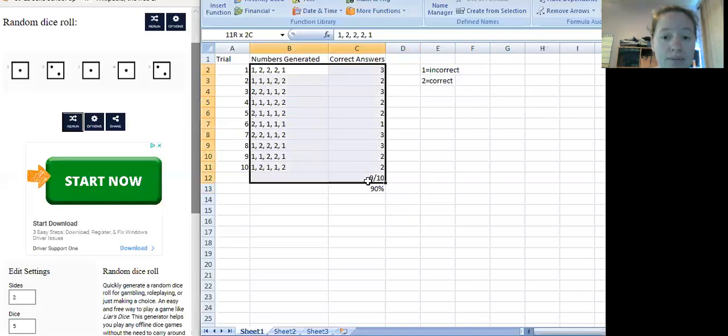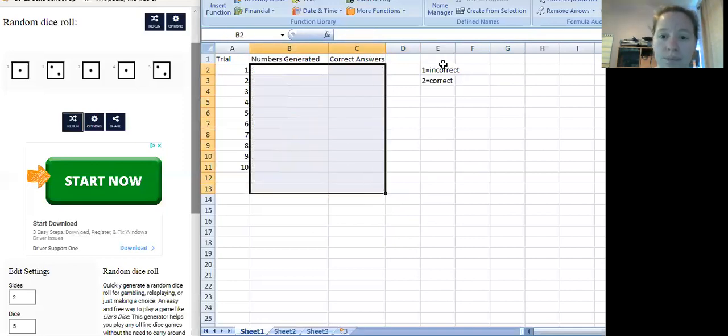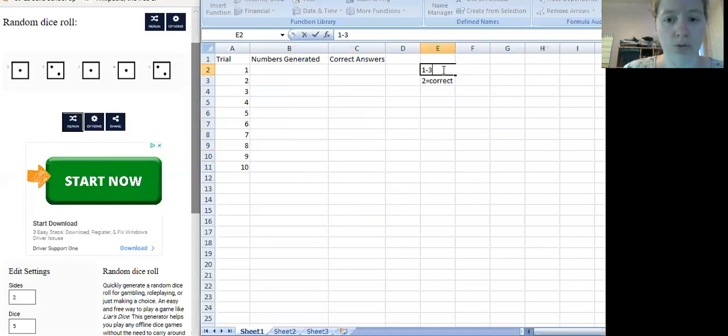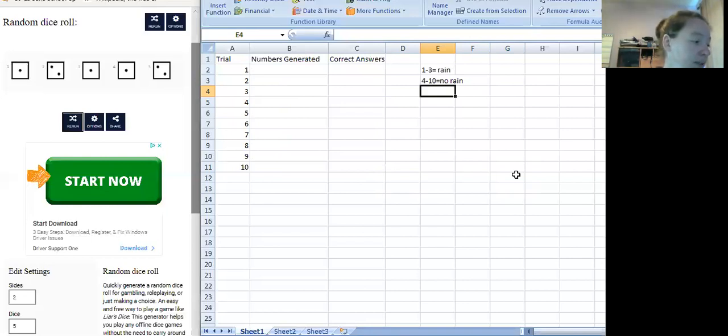So let me delete all of this. So 1 through 3 equals rain. 4 through 10 equals no rain. Okay, so that's what we have. Perform multiple trials, generating, how many years do we need each time? We need 4 years each time.